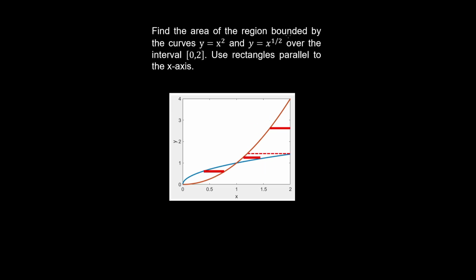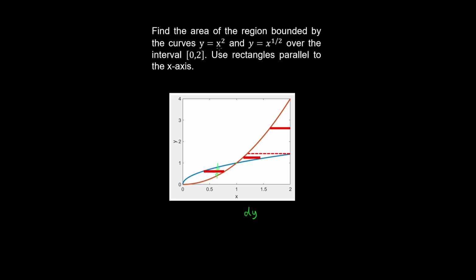Let's find the area of the region bounded by these two curves over the interval from 0 to 2, and use rectangles that are parallel to the x-axis. So because we're using horizontal rectangles, we're going to integrate with respect to y. And we need to break this up into 3 regions because we have an intersection point, and the integrand is going to change between the second and third regions. So have a think about that.